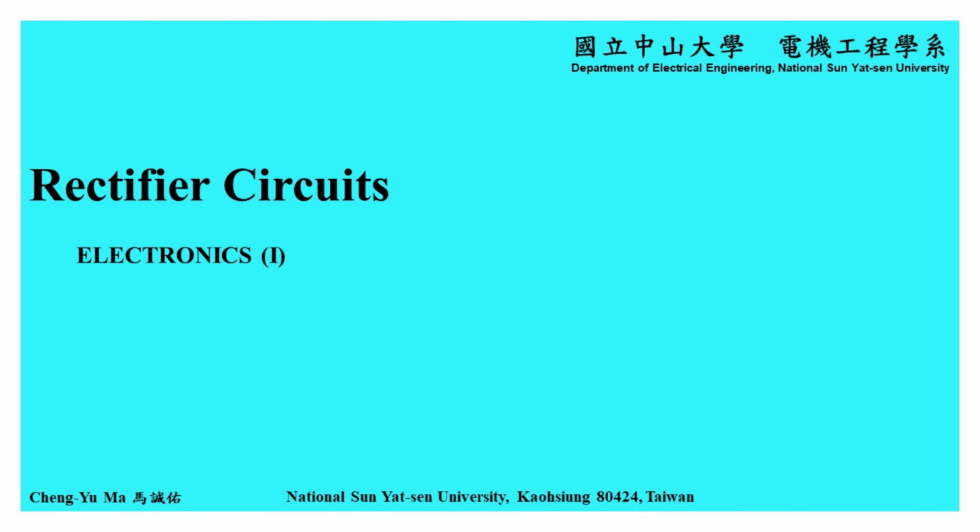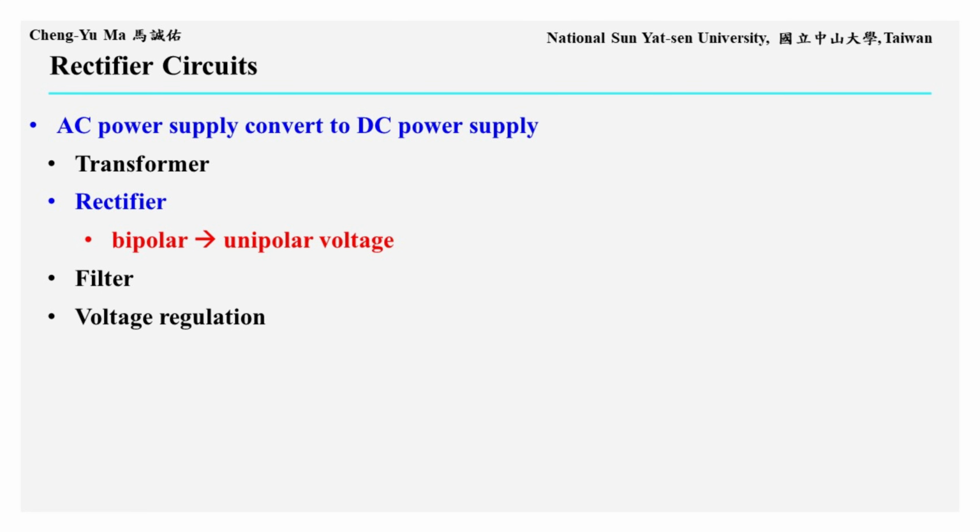Hello everyone. In this section of Electronics 1, we will discuss one diode application, rectifier circuits. Rectifier circuits are one stage inside a DC power supply. Since the voltage provided by power plants is an AC voltage, it usually has to pass through a transformer, a rectifier, a filter, and a voltage regulator before it becomes a DC supply. The role of the rectifier is to convert a bipolar voltage, which has both positive and negative polarity, into a voltage with only one polarity.